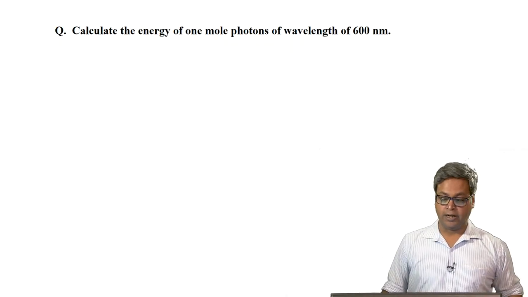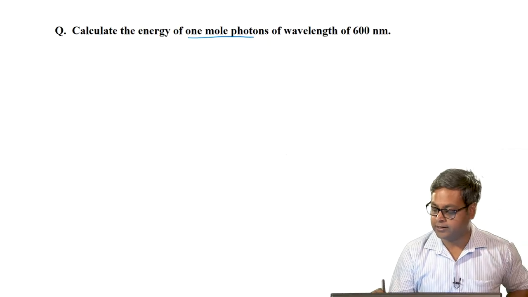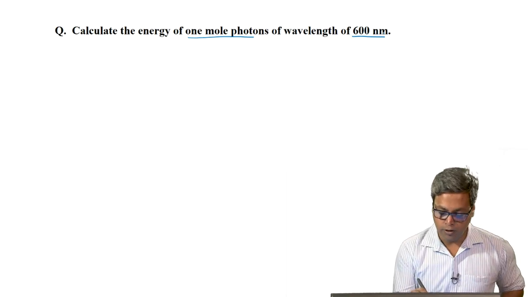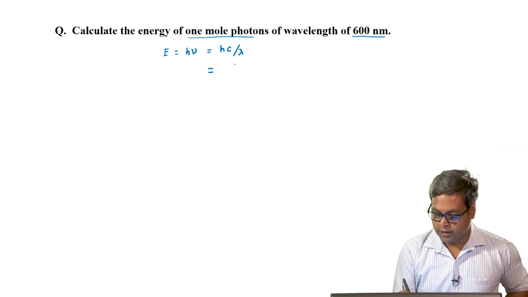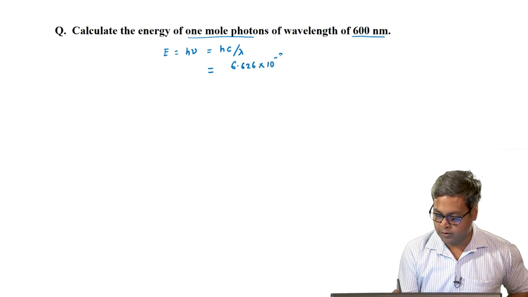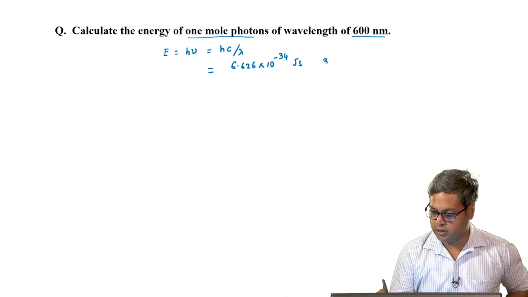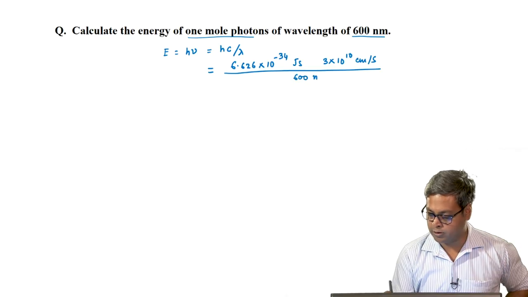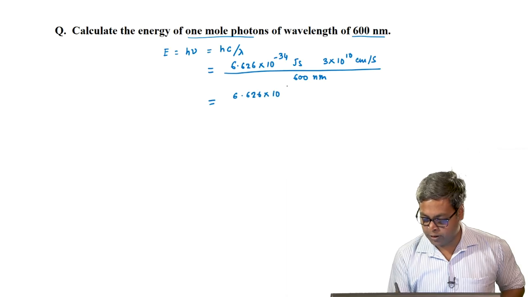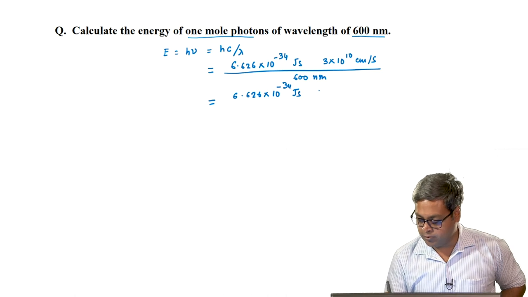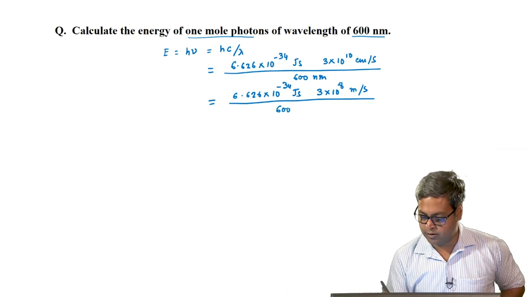So, the next question is, calculate the energy of 1 mole of photons of wavelength 600 nanometer. How to solve this? We know E equals h nu equals h c by lambda. We can put in the values. H is 6.626 times 10 to the power minus 34 joule seconds. C is 3 times 10 to the power 10 centimeter per second and lambda is 600 nanometer. Now, if we put all the units to SI units, we still have 6.626 into 10 to the power minus 34 joule seconds, but the speed of light in SI unit becomes 3 times 10 to the power 8 meter per second and the wavelength becomes 600 into 10 to the power minus 9 meter.